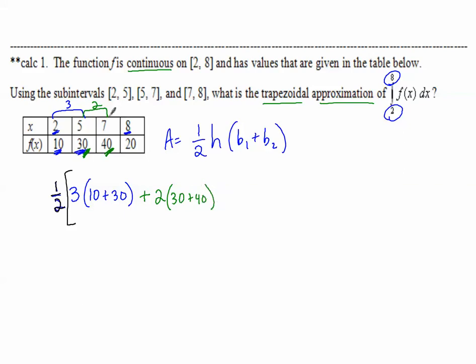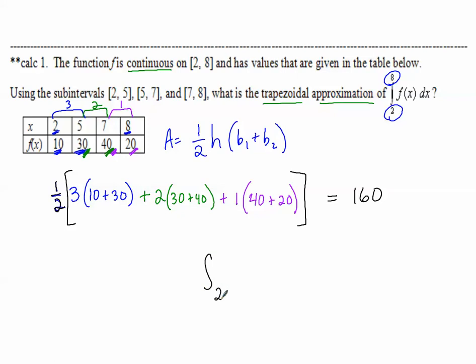Next and final subinterval from 7 to 8, 1 unit apart. 40 is one base length, 20 is the other base length. So plus 1, 40 plus 20. I've got my 1/2 factored out, so I don't have to worry about that. And there's my approximation. Now usually we want to evaluate it and make sure it's a number that makes sense. If we plug it in and solve it, we get 160.